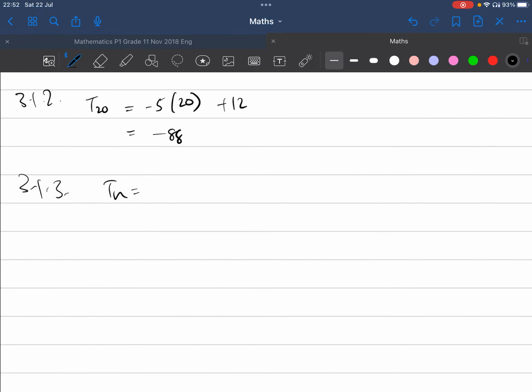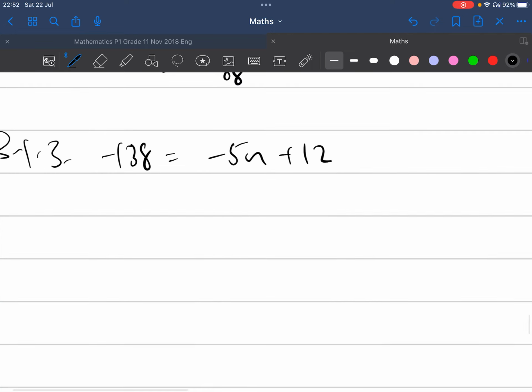Tn is equal to minus 5n plus 12, and we're given the value of Tn. So let's just substitute that in. So it's minus 138. And now it's a simple case of just solving for n. So I'll minus 12 on that side and then divide everything by minus 5. So minus 138 minus 12 gives us minus 150. Divide by minus 5 is 30. Okay.